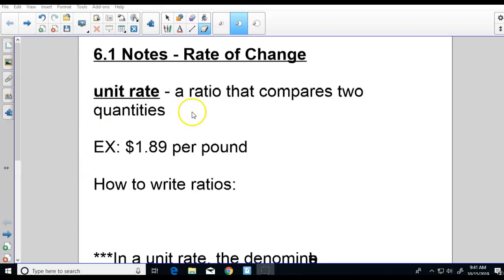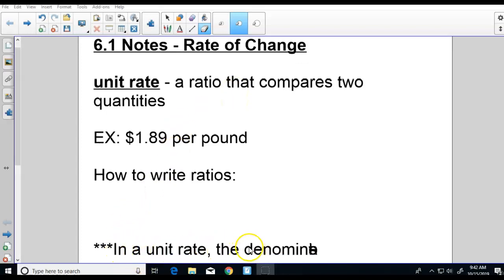And a unit rate is a ratio that compares two quantities. And you'll see down here it says in a unit rate.